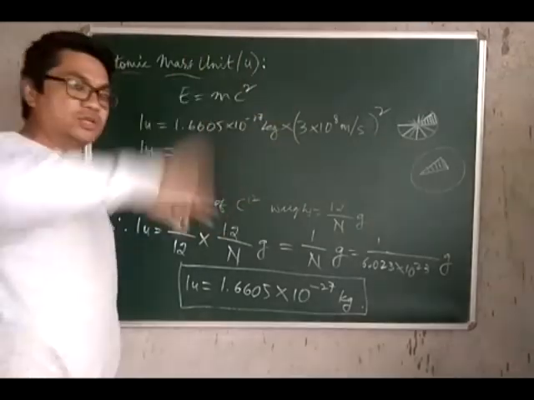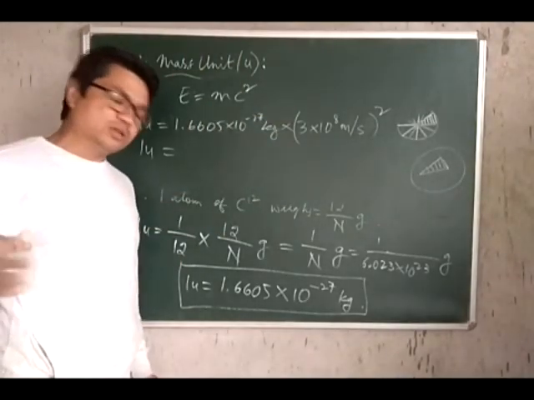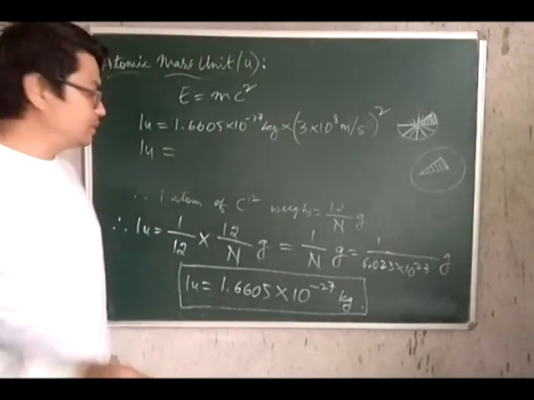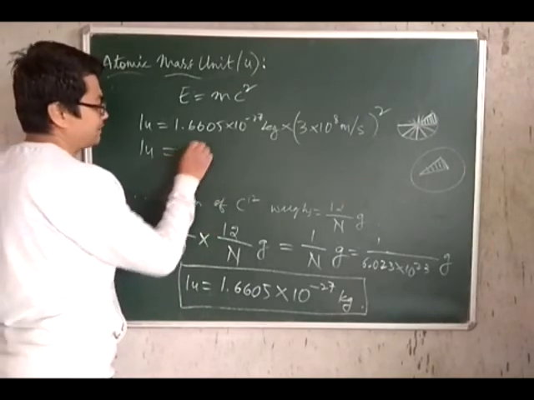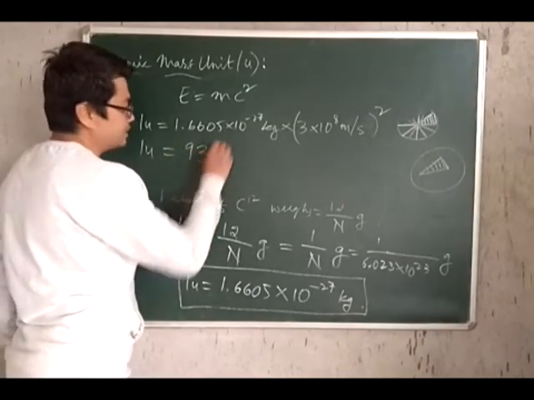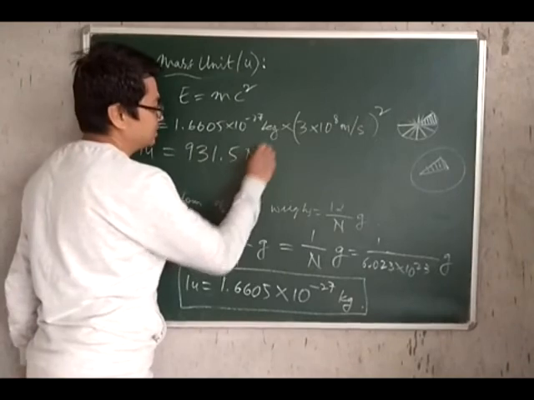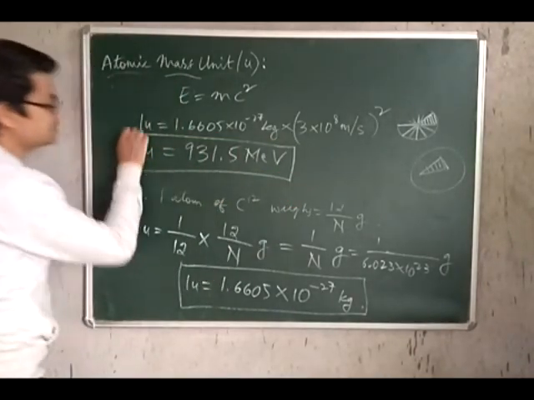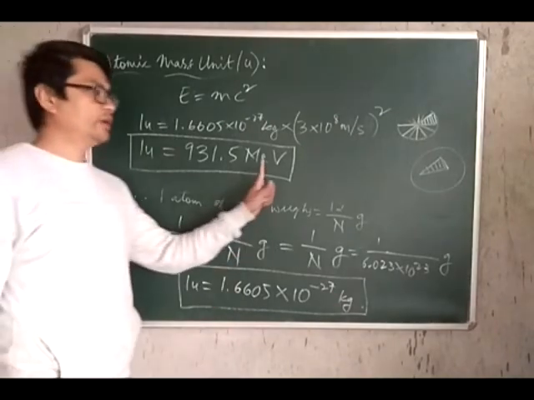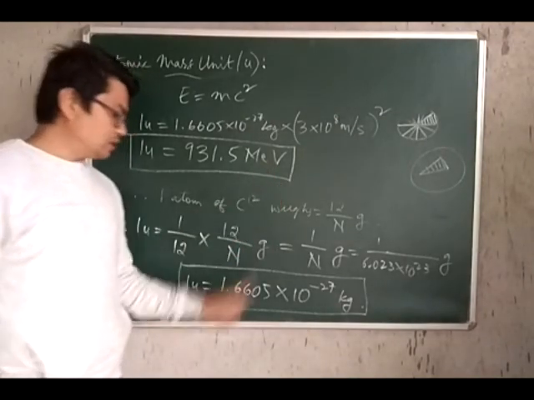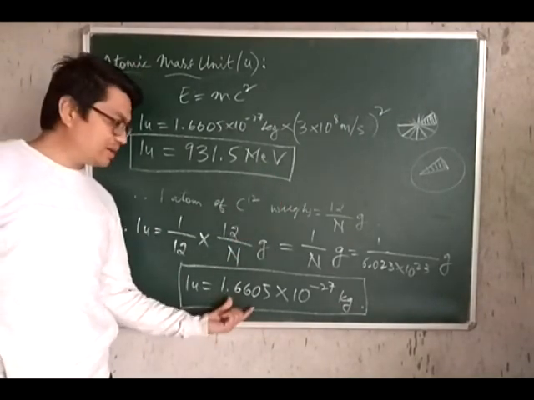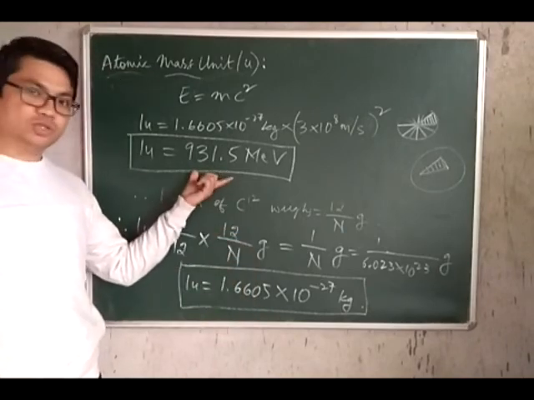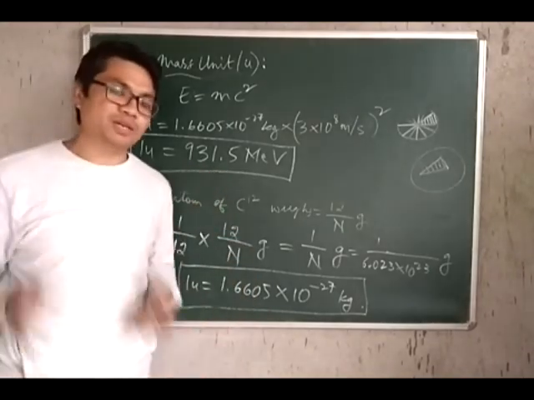You do the calculations, like I said, and you'll get the answer in joules. You have to convert that joule to electron volts, or rather mega electron volts, or million electron volts, and what you will see is 1U comes out to be 931.5 million electron volts. So this is atomic mass unit in terms of energy. Either this is in terms of mass, or this is in terms of energy. So this is about your atomic mass unit.